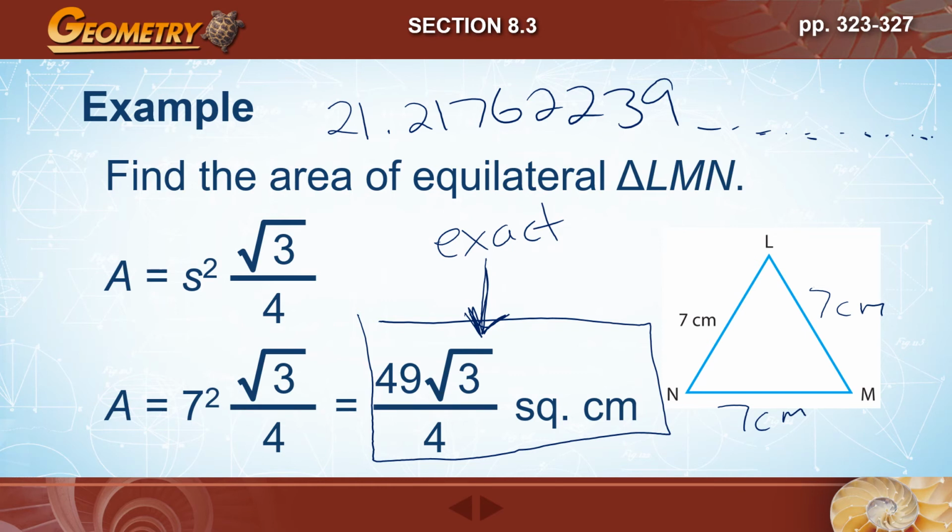Now, one thing is if the number outside the square root and the denominator have common factors, you would want to reduce that to get the simplest form of the fraction.